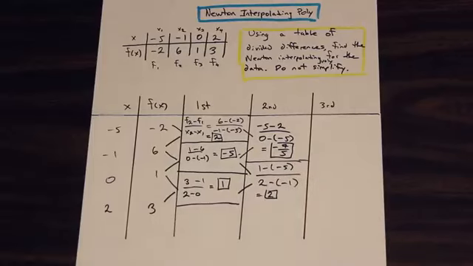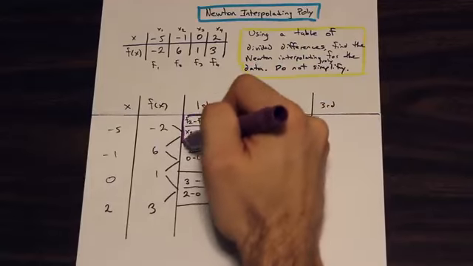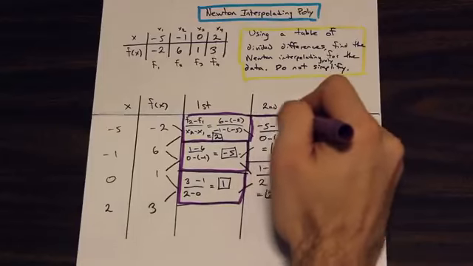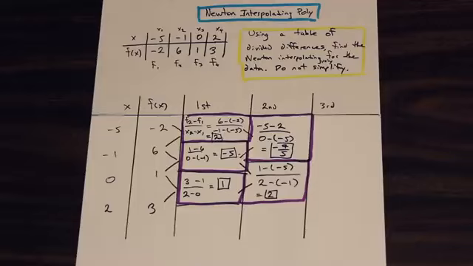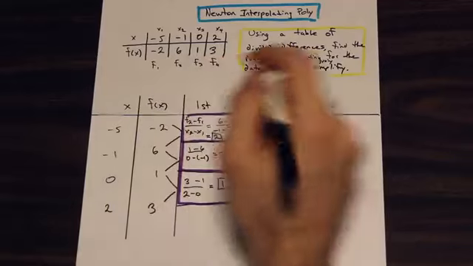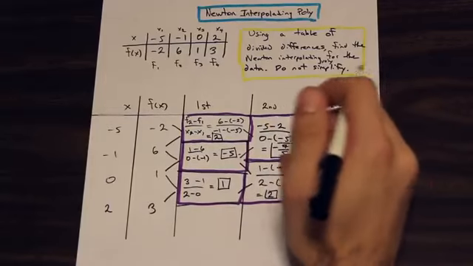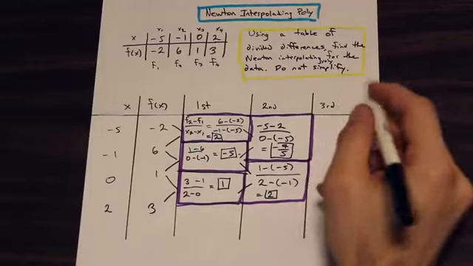Let me just draw some lines, just kind of separating these here. All right, perfect. And what do we have next? We have the final entry here, right? Because as you can see, we only have 2 terms left. So we're going to end up with just 1 term in the third column, and that's going to be the end of our table.